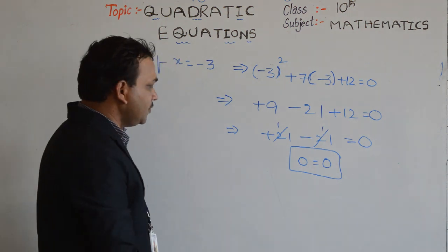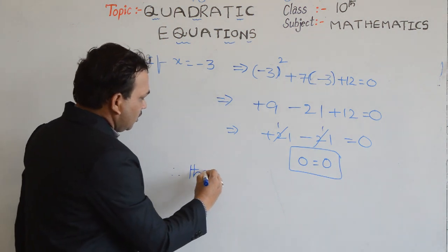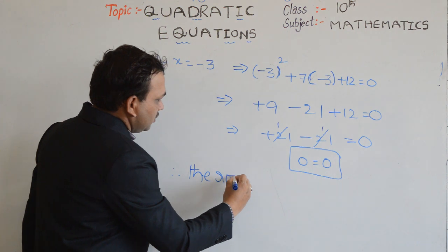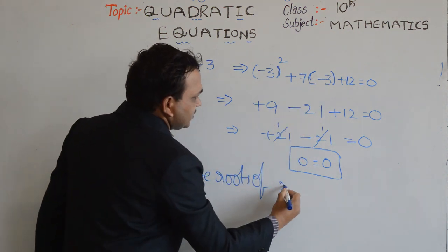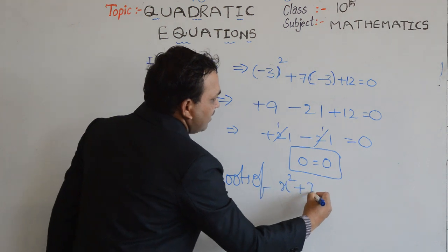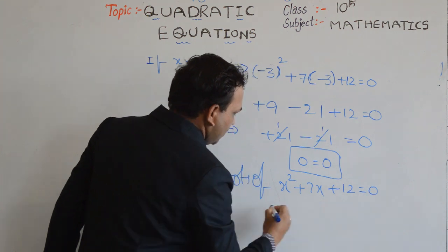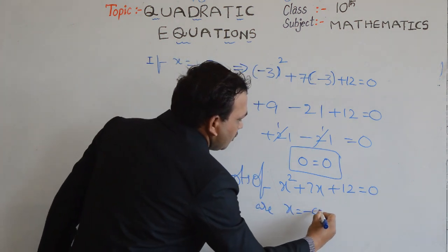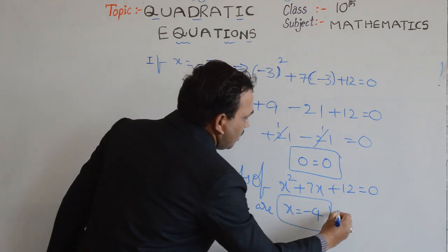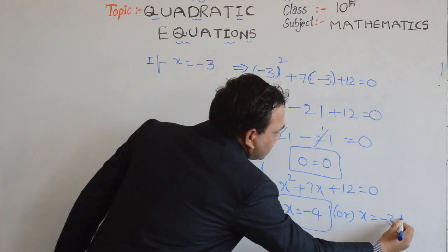So finally, what can you conclude? Therefore, the roots of x square plus 7x plus 12 is equal to 0 are x is equal to minus 4 or x is equal to minus 3.